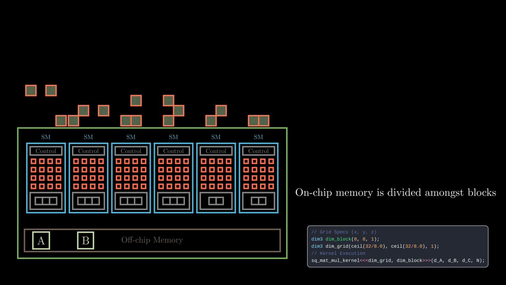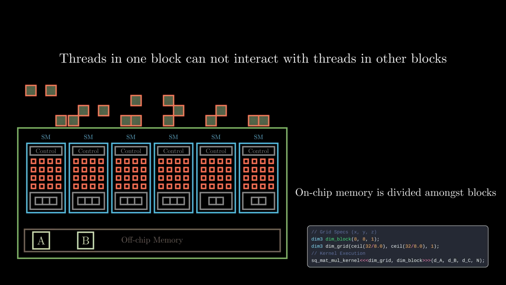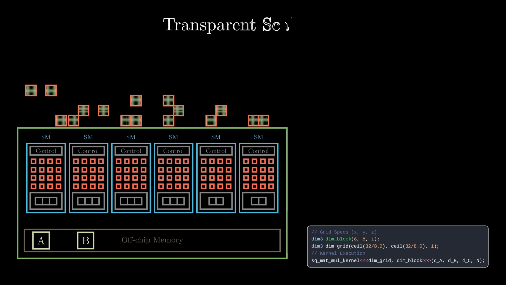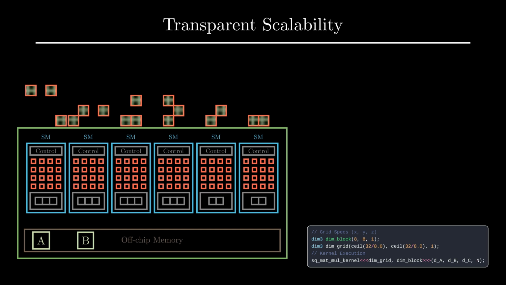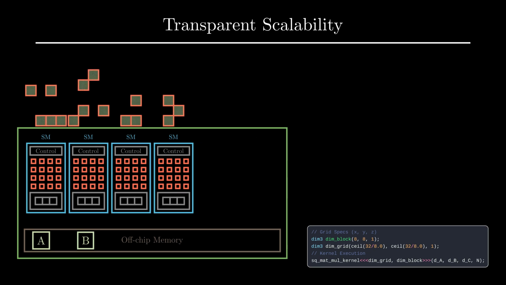For a moment, it might look like an odd choice not to let threads in different blocks interact with each other. However, this feature allows for transparent scalability, where the same code can run on different hardware with different parallelization capacities. For instance, if this code is run on a GPU with fewer CUDA cores, it scales automatically without any errors. I mean, the execution will be slower, but accurate.